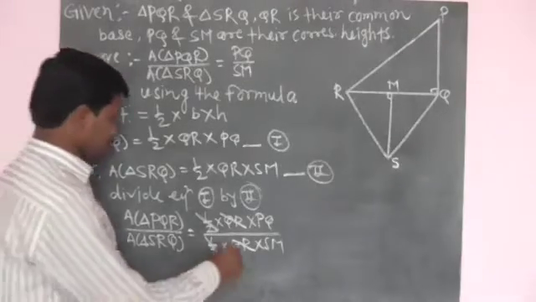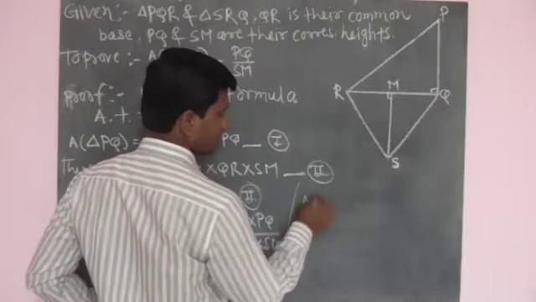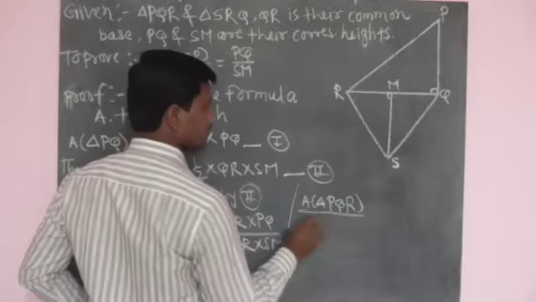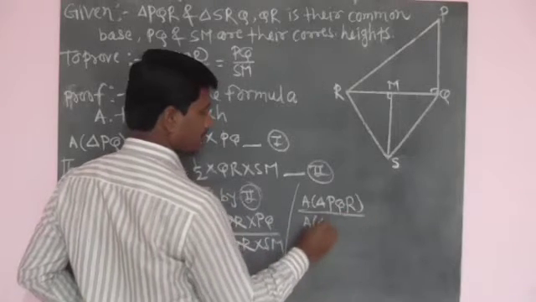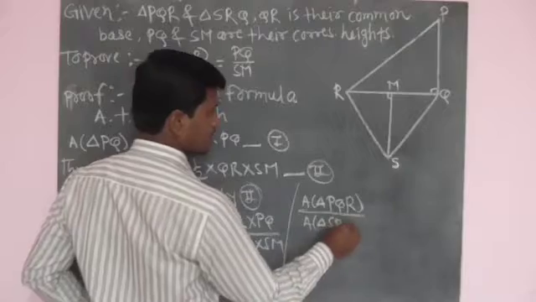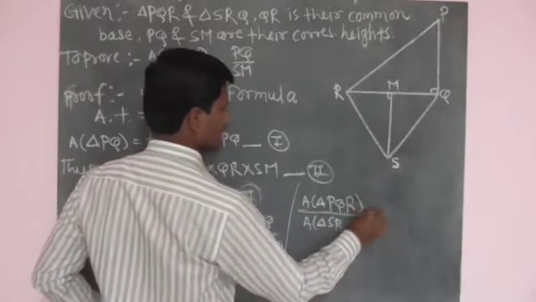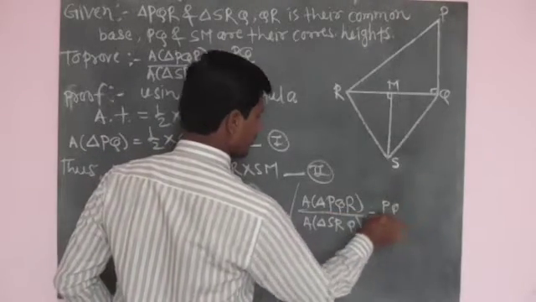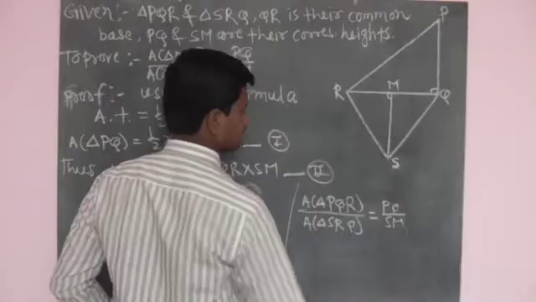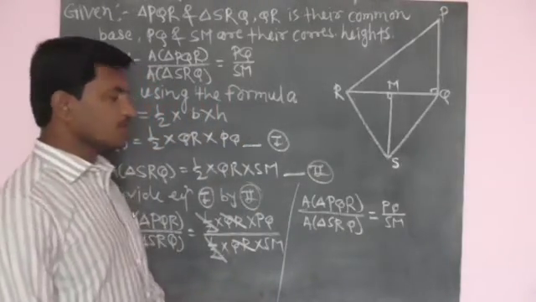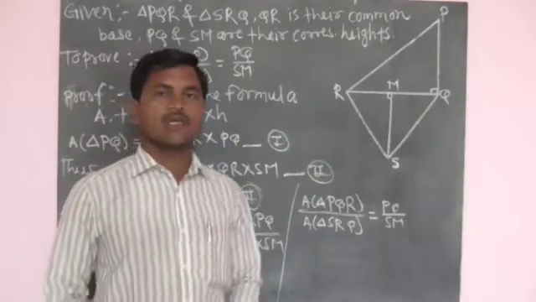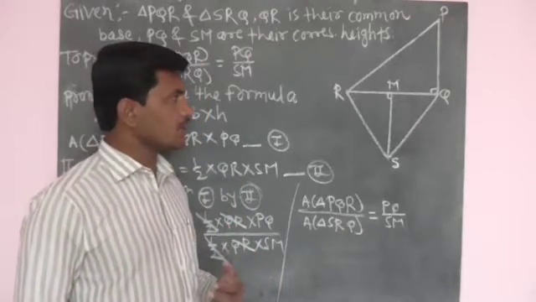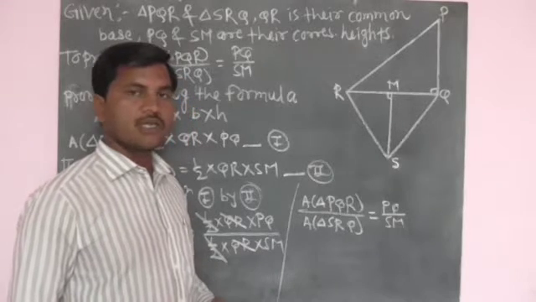Now we get the ratio: area of triangle PQR divided by area of triangle SRQ is equal to the ratio of their corresponding heights, PQ upon SM. Now, as proved, the ratio of areas of two triangles with a common base is equal to the ratio of their corresponding heights.